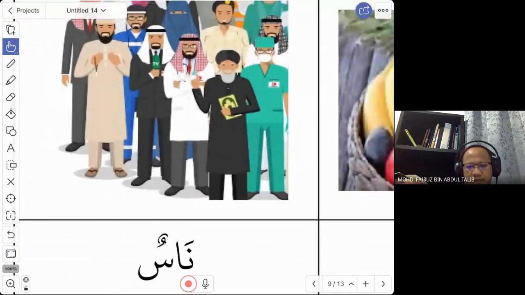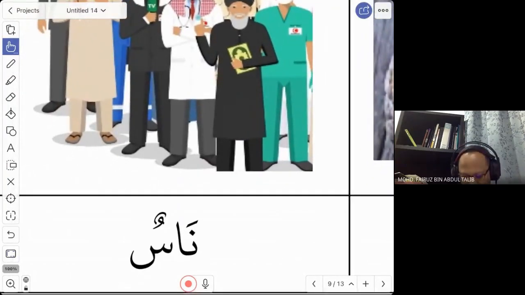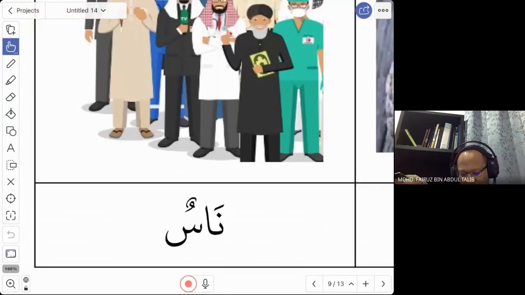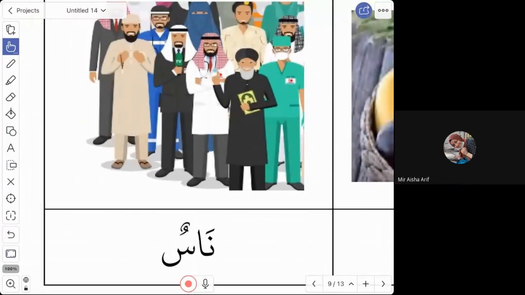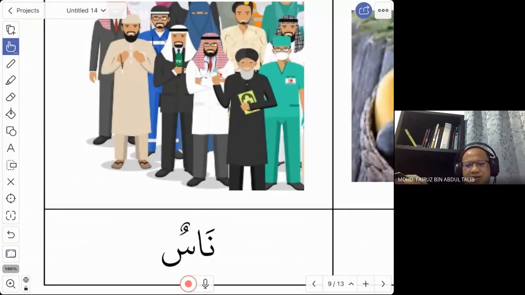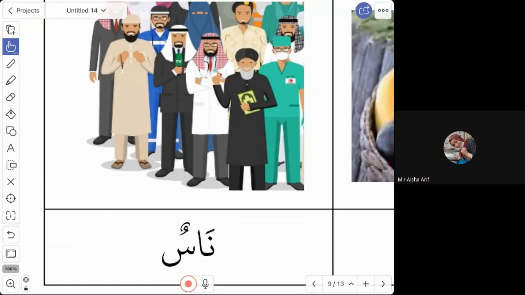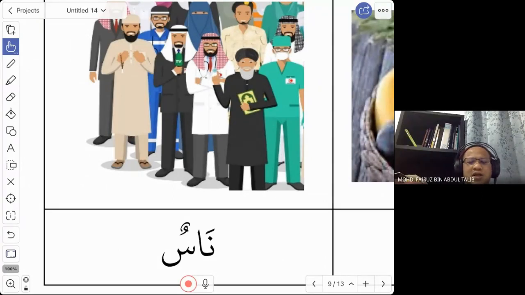People. Yes, Aisha. Nas. Correct. Nas. If you read with the tanwin, nasun. Nasun or nas. This is the word that we have in Qul a'udhu bi rabbin nas. Nas, people. Okay, good.